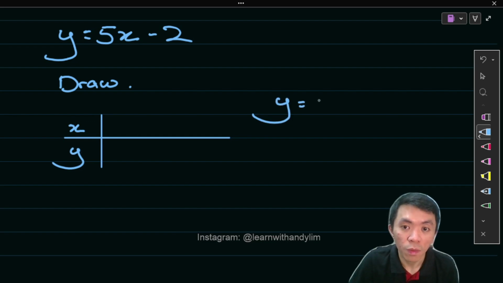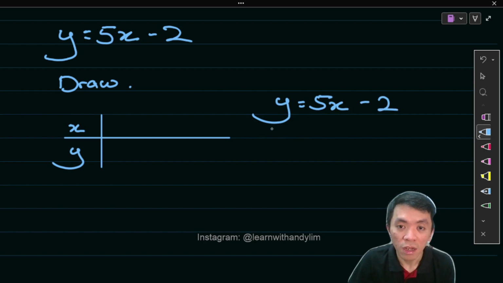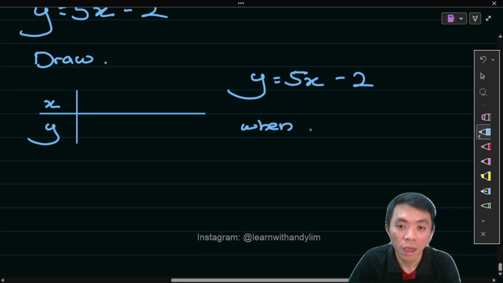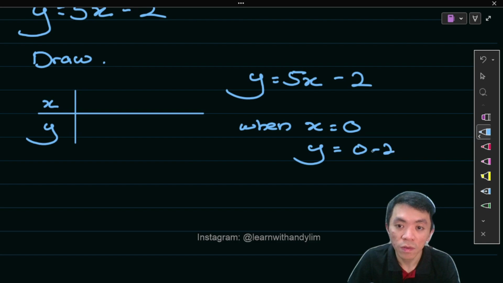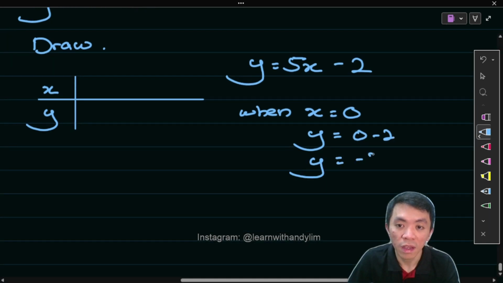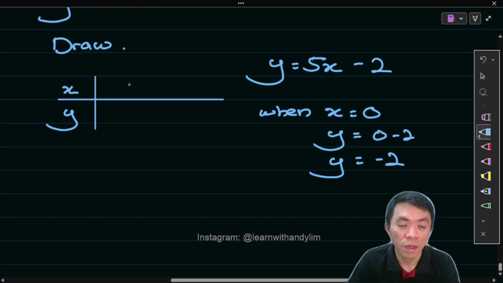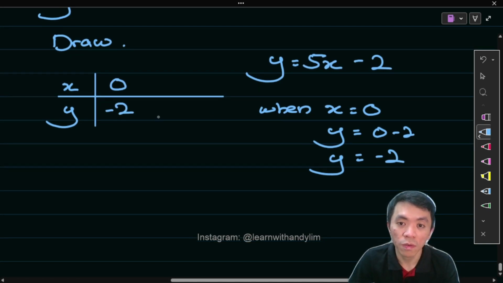Let me give you one example. My straight line equation is given by y equal to 5x minus 2. In order to find my y, I will substitute my x. When my x is equal to 0, my y is going to be 0 minus 2, which is negative 2. I'm just going to substitute here. When my x is equal to 0, my y is equal to negative 2.